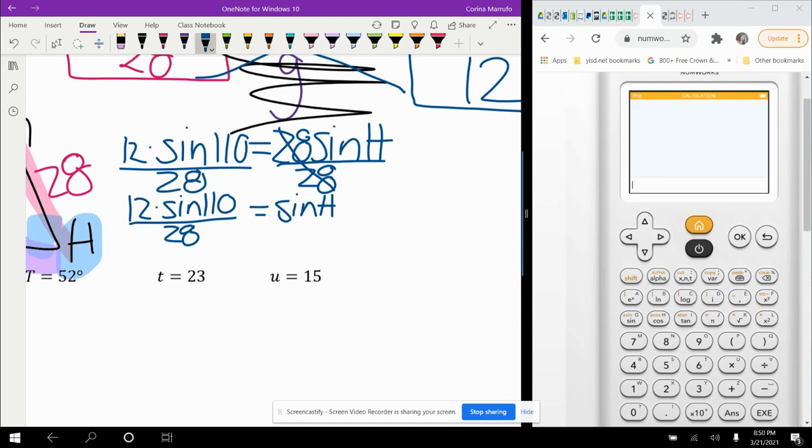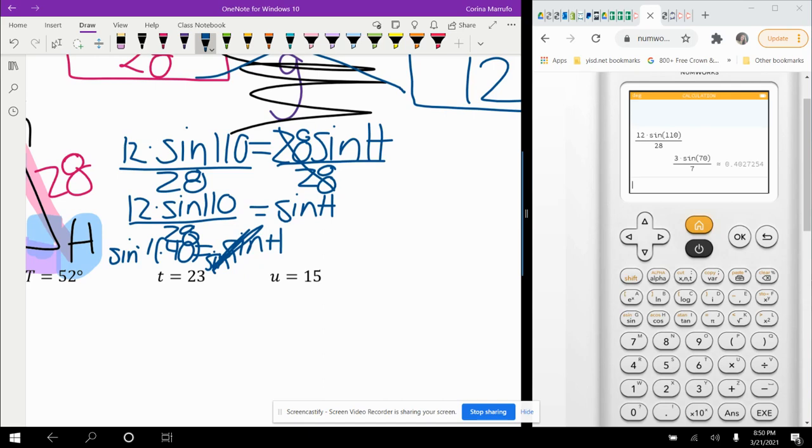So I'm going to go ahead and put that in my calculator real quick. So I have 12 times sine of 110. And then we're going to divide that by 28. And that gives me 0.40. So 0.40 equals sine of h. Now, because we're looking for h, we're going to go ahead and use the inverse sine. By using the inverse sine, that kind of negates this part, so it cancels that out. And then if I use the inverse sine here on my 0.40, that will give me my angle h.